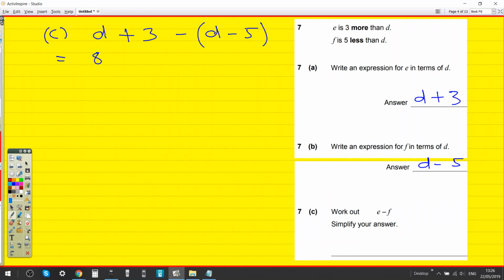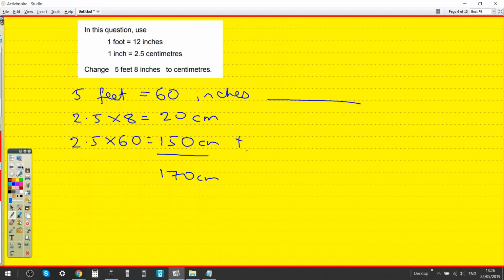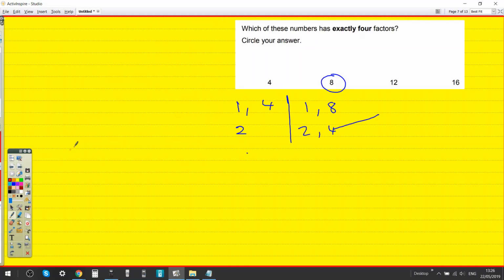So this one we're pretty good for, actually. This is E, this is F, and so E minus F, just use those two. Bring the two together. This one you're good for. This one, just read the question carefully, use what they've given you, and it's one of those things where you have to do it twice. Exactly 4 factors, you're okay there.